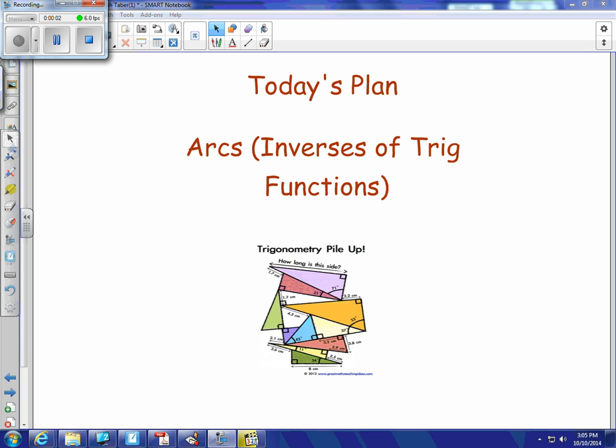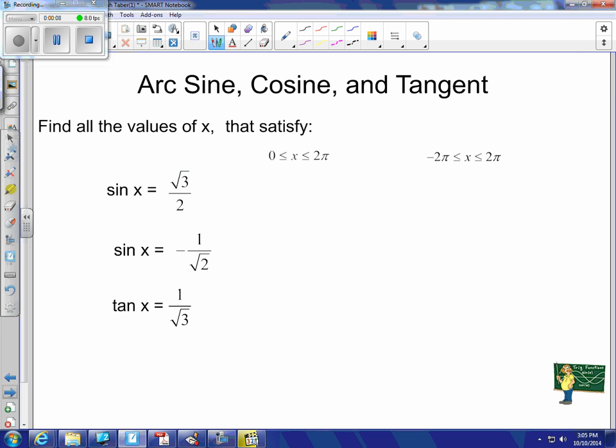Okay, so today's plan is arcs, or inverses of trig functions. I'm guessing you guys have all used a calculator, and you've seen the sine inverse, cosine inverse, and tan inverse. Or in other words, arc sine, arc cosine, arc tangent. The arc is just another way of saying sine inverse, cosine inverse, or tan inverse.